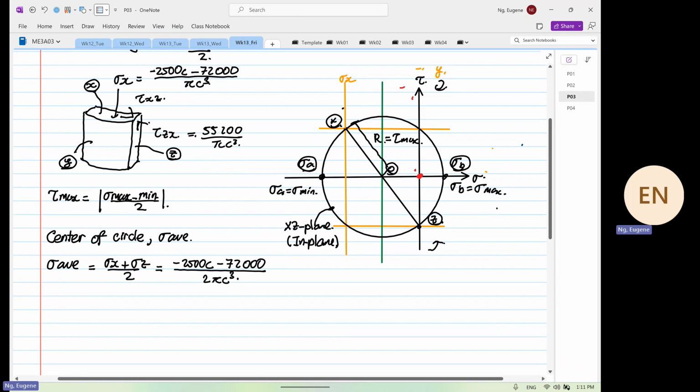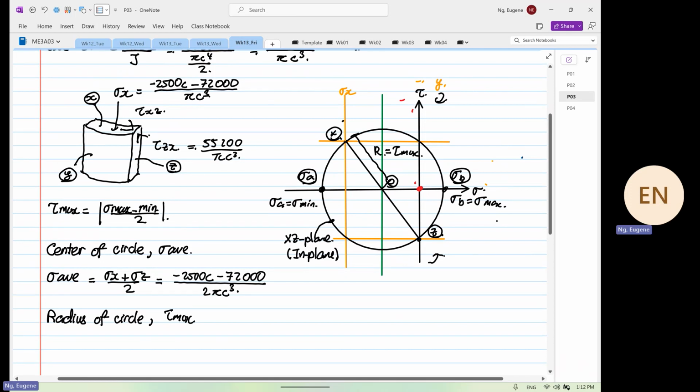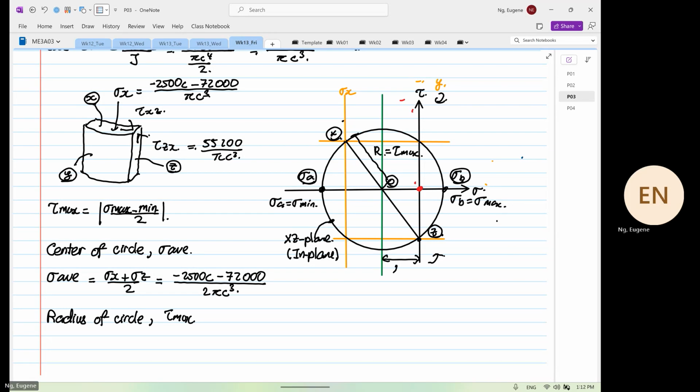Then the next thing that we have to do is determine our tau max, or the radius of the circle, which is equal to tau max. Now, it seems like a lot, but it's not difficult, okay? So we know that this is our stress average, and this is our shear XY. Now we just need to put everything together.